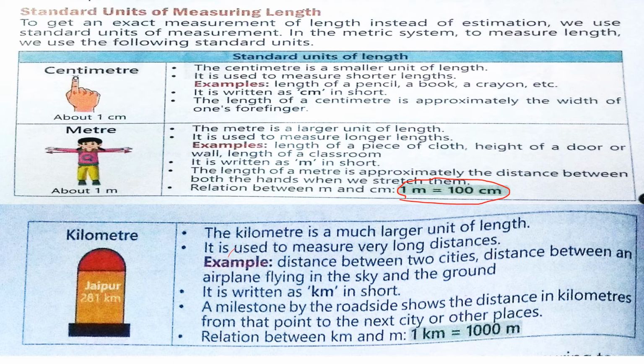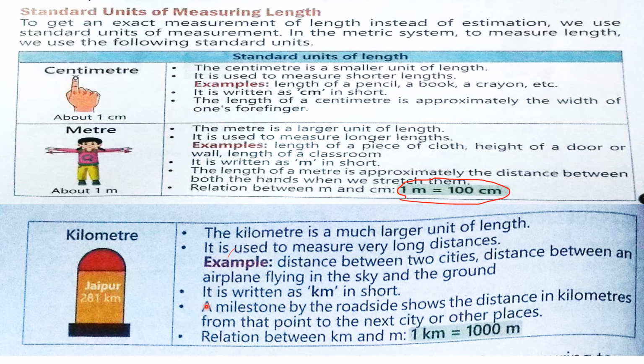Now, kilometer. Have you observed it many times when you are traveling? The kilometer is a much larger unit of length, a very big unit of length. It is used to measure very long distances, like distance between two cities, two towns, two states. Like Diffu to Guwahati, Diffu to Birla, Diffu to Manja, Diffu to Nagaon. These distances are measured in kilometers.